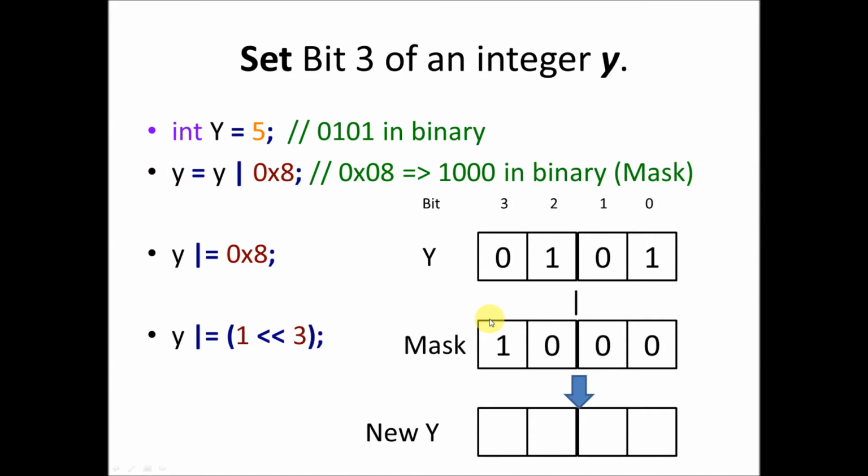Now to apply these things to stuff that we're going to be utilizing, say we want to set bit 3 of an integer y.